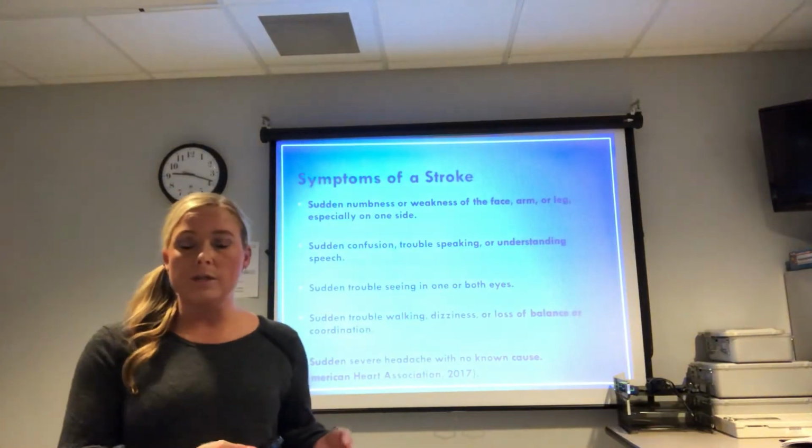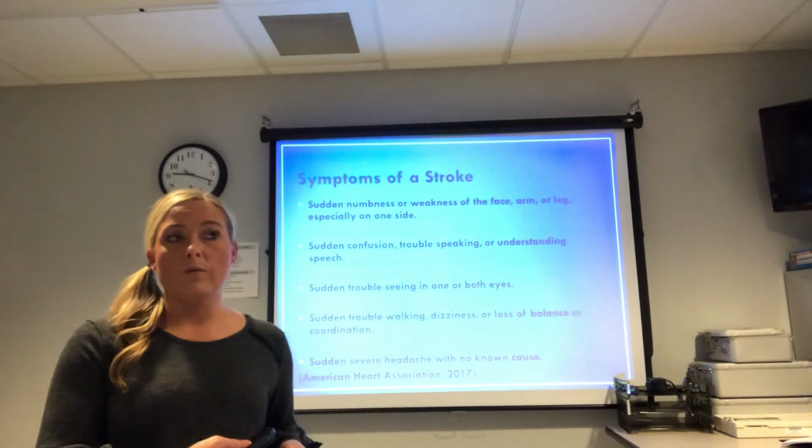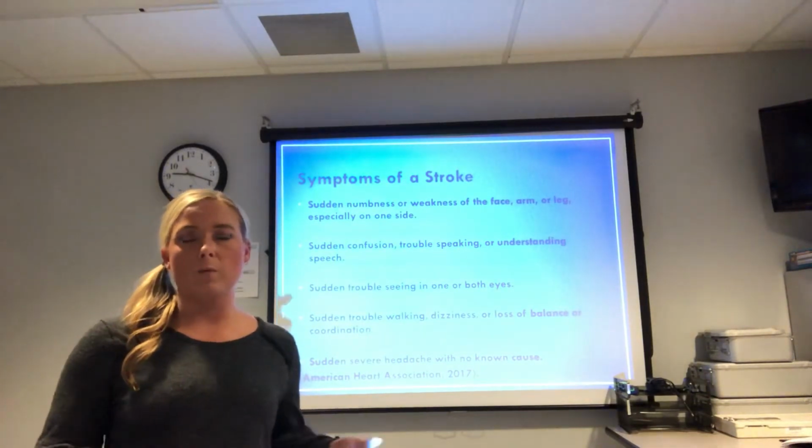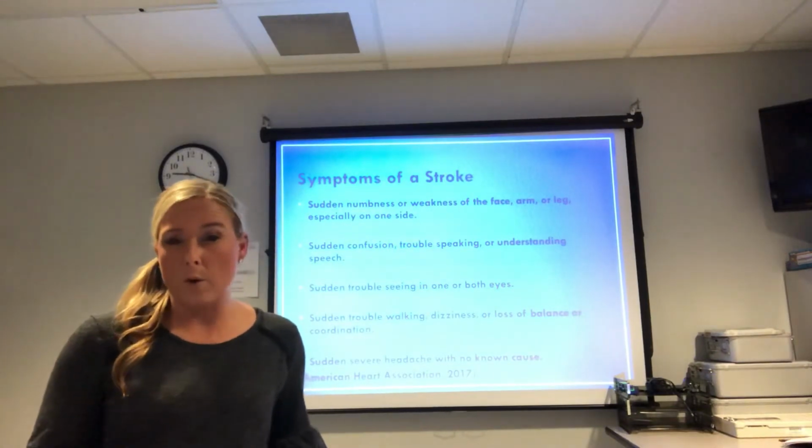The symptoms of a stroke: numbness, weakness of the face, arm, leg, especially on one side, confusion, trouble speaking, loss of coordination, sudden headache with no known origin. Some patients might describe the worst headache they've ever had in their life, and they have no idea what caused it.